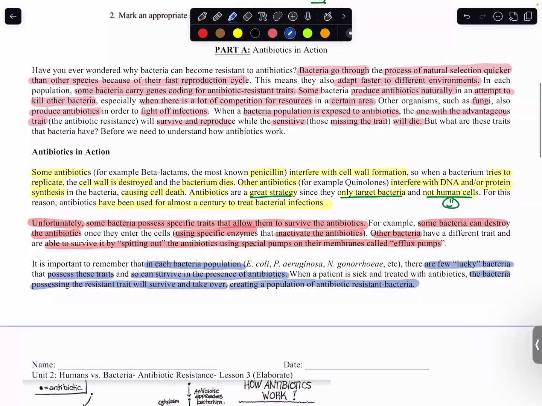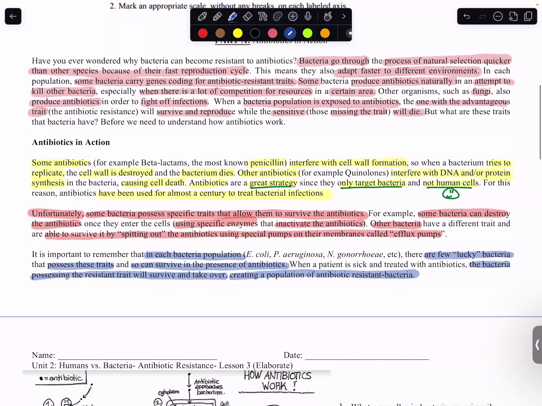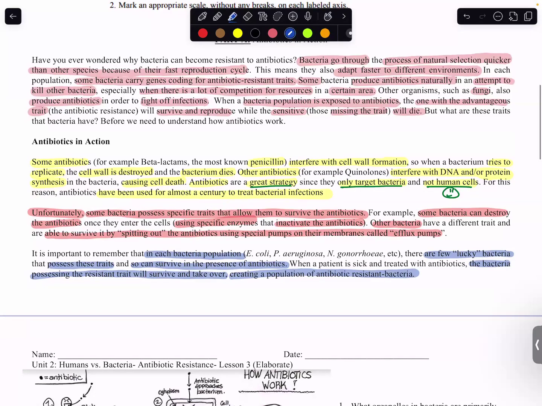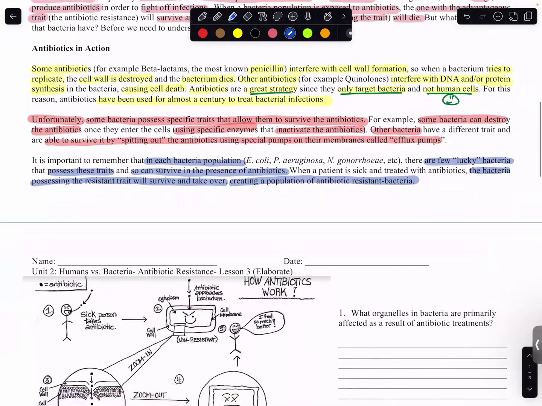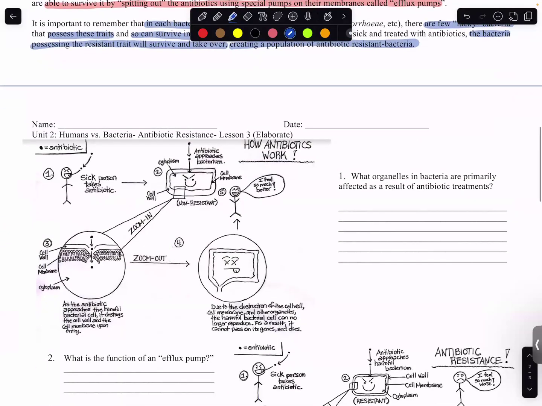So even though antibiotics have a lot of pros, they have different ways of killing the bacteria. Some bacteria have different mechanisms of making sure that they are able to resist and survive and reproduce. Okay.